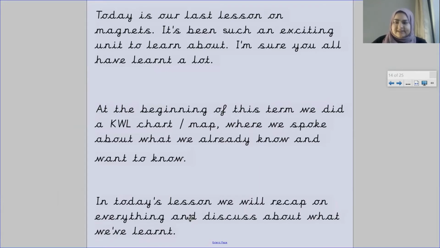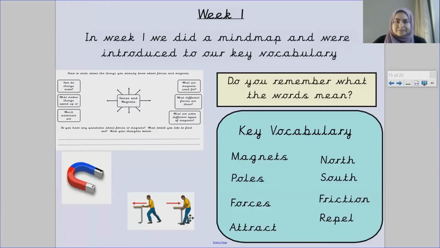At the beginning of this term, we did a KWL chart and a brainstorm, where we wrote about what we already know and what we want to know. In today's lesson, we will recap on everything and discuss what we've learnt. So now, this is what week one was about. In week one, we did a mind map and were introduced to our key vocabulary.